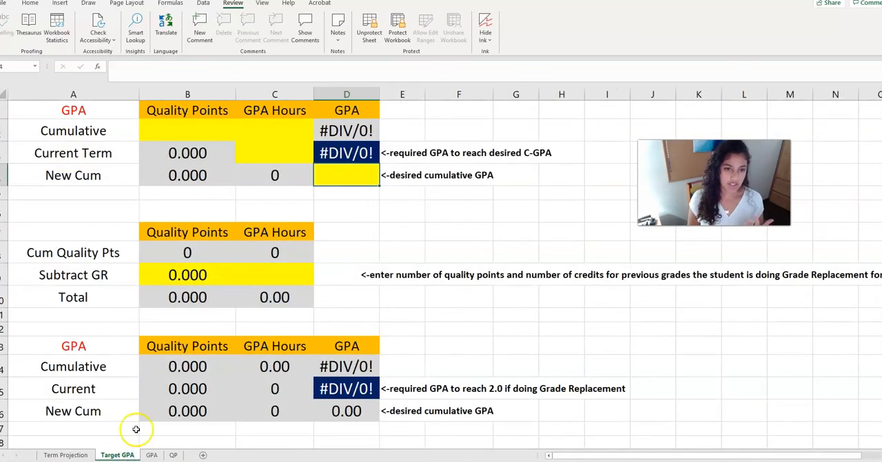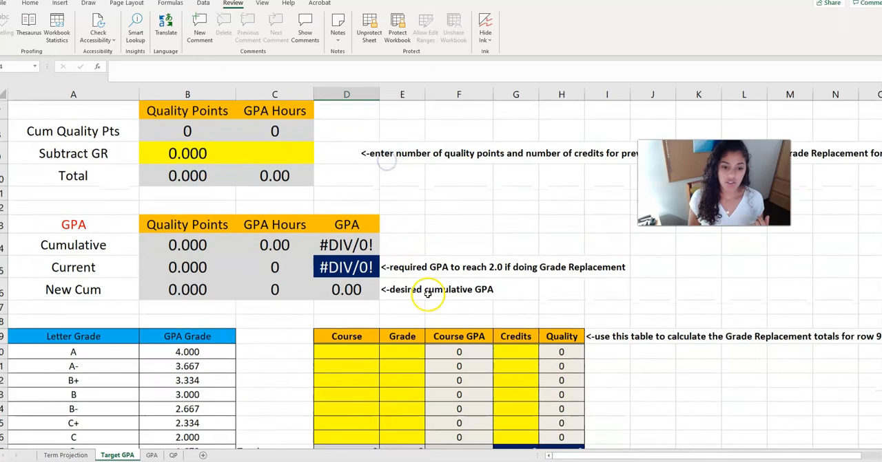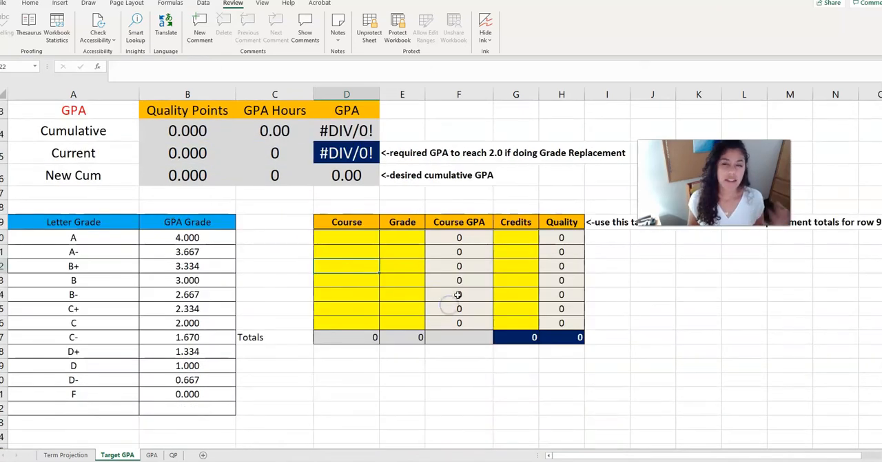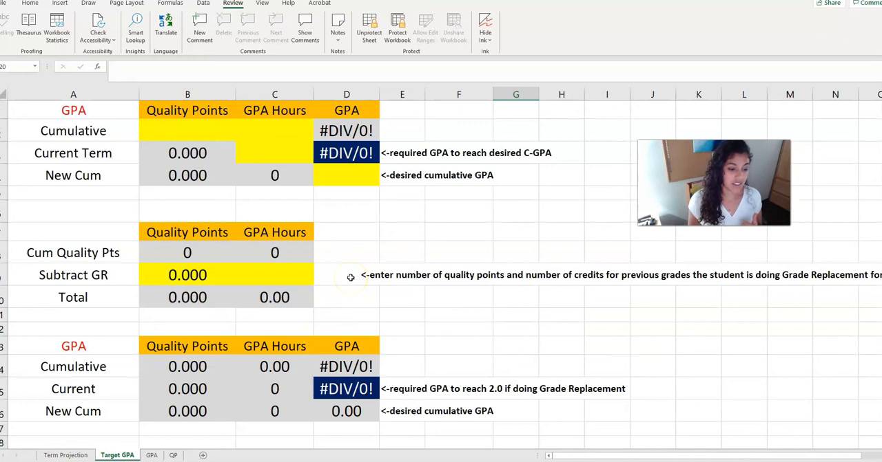for reference. Everything on this calculator, the spreadsheet, is locked unless it's yellow. So you only need to worry about filling in the boxes that are yellow. Otherwise, you can't even click on it, so you don't have to worry about messing up any of the functions and the equations that are in here. All you need to do is type in what you need in the yellow boxes.